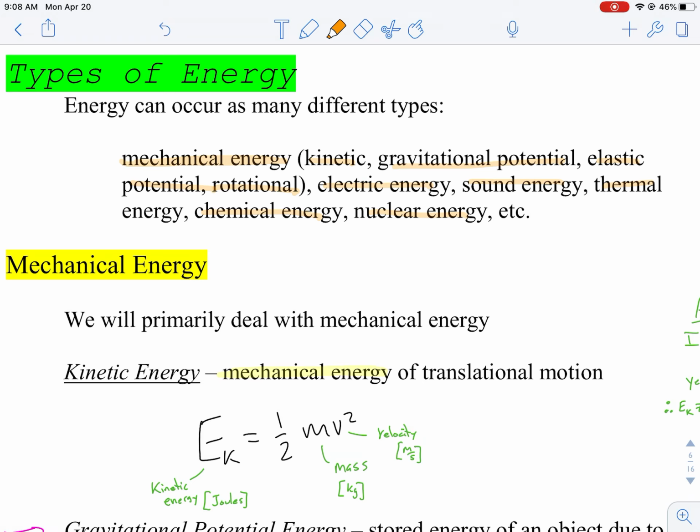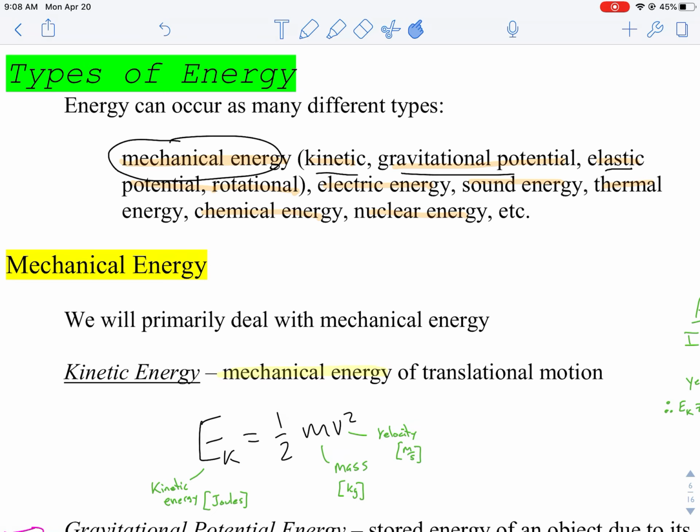Now, just to remind you that we are going to focus on mechanical energy only in this particular class. And again, the first three types: kinetic, gravitational, and elastic. So let's do a quick overview of these three types of energy.